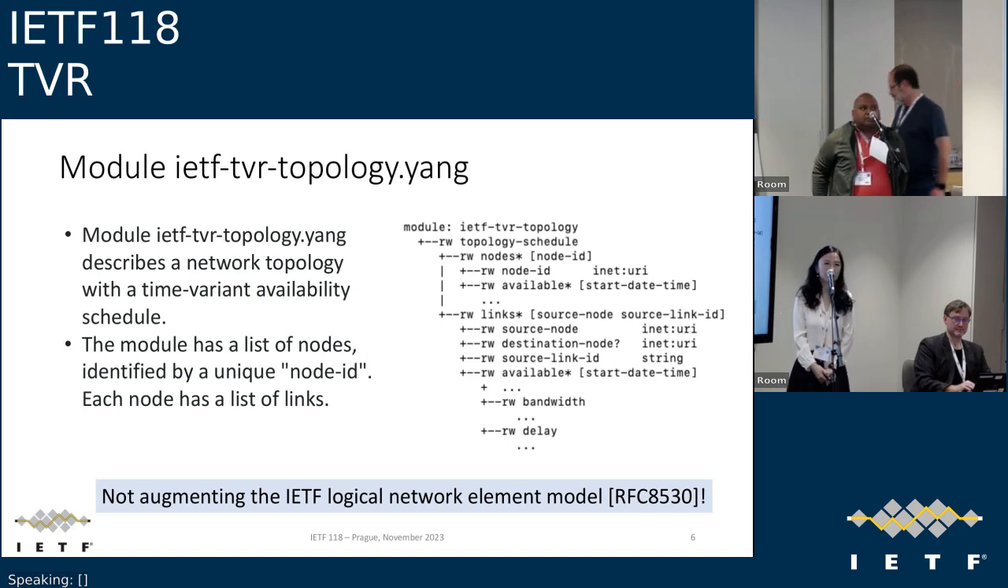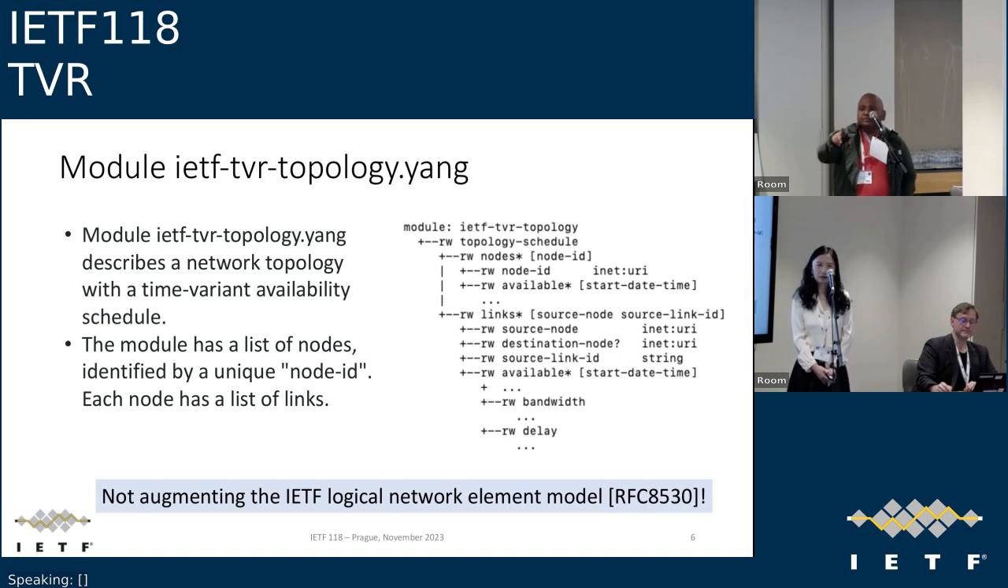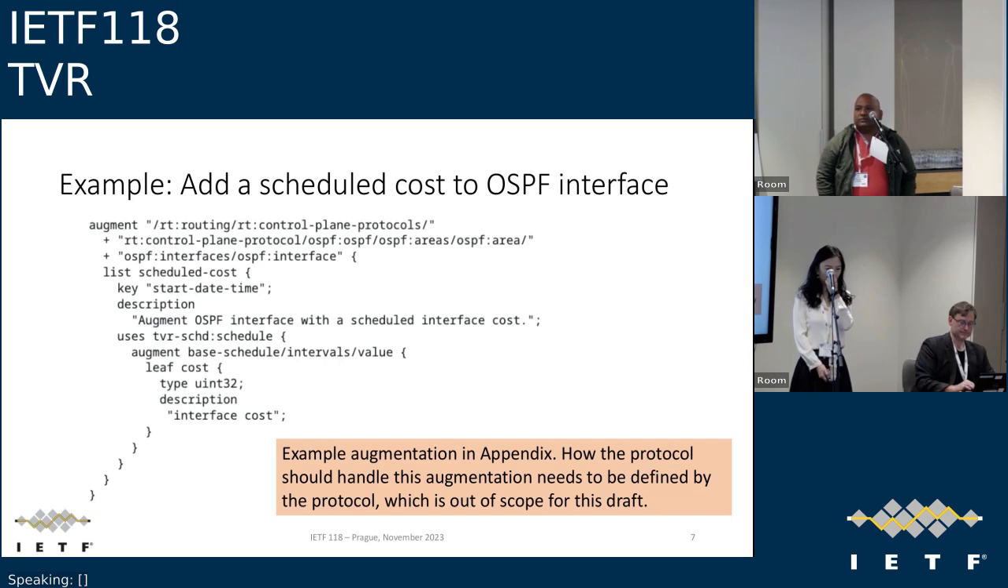I agree. Yeah, probably going to repeat what Lou said. We do have a fair number of topology models out there. The base model is 8345. I don't know why you're pointing to 8530 here, but the base topology model is 8345. You could have just used that. That just defines the nodes and the links. And then there are various variants of TE topology. There's L3 TE topology, there's SR TE topology. In OPS AWG folks were presenting OSPF topology as well, right? So I would say just define a grouping with the schedule that can then be inserted by any topology that is of interest to folks.